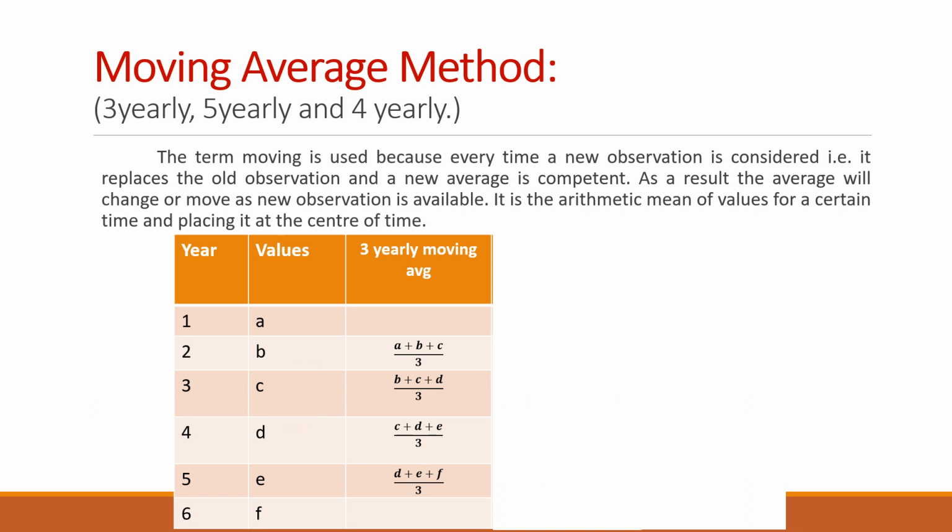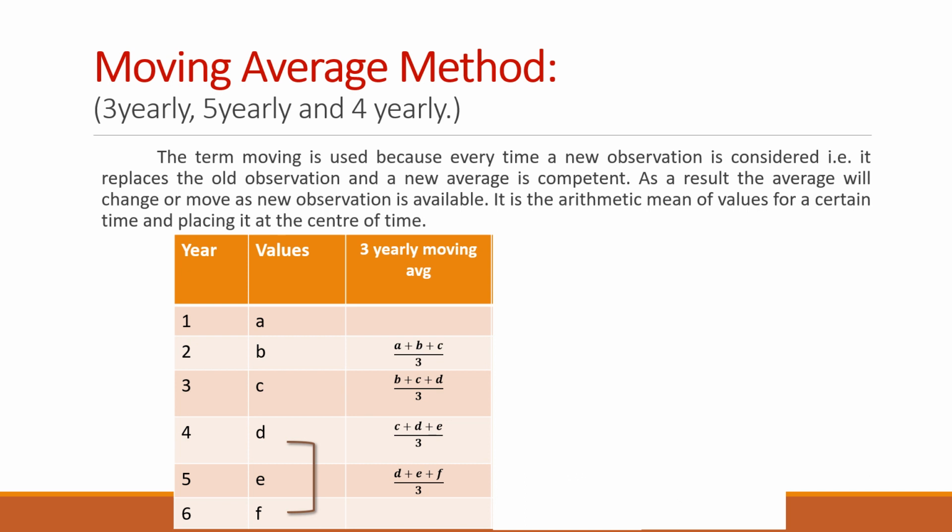Again, B is replaced with E and the next 3 years are considered. So the moving average is C plus D plus E divided by 3. These moving averages should be placed in the center. In a 3-yearly moving average, we place the average value at the second year of that part. The next value is D plus E plus F divided by 3. When the last value is considered, the calculation of the moving average stops, because the next 3 years are not available.